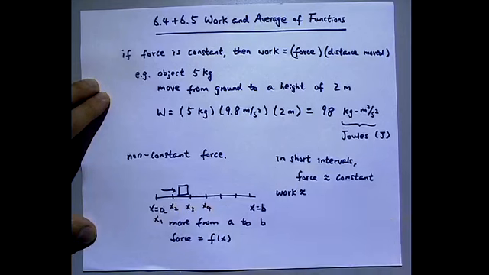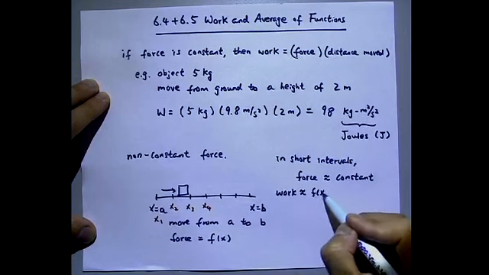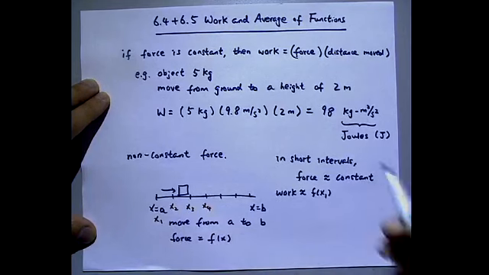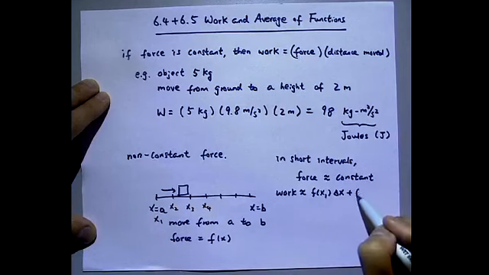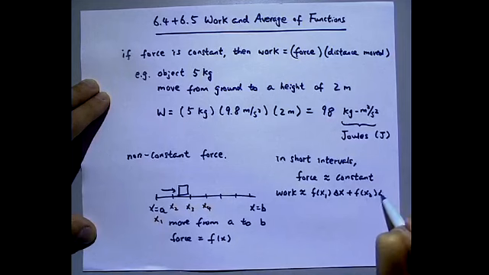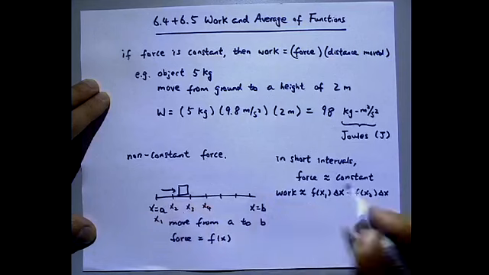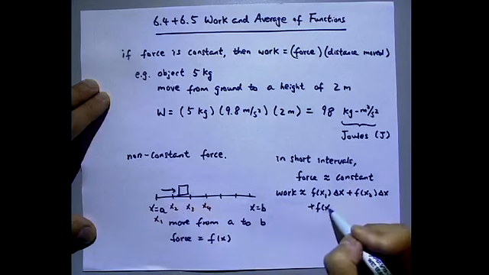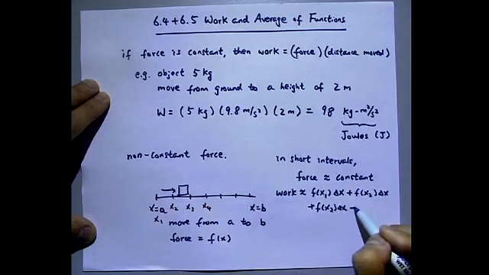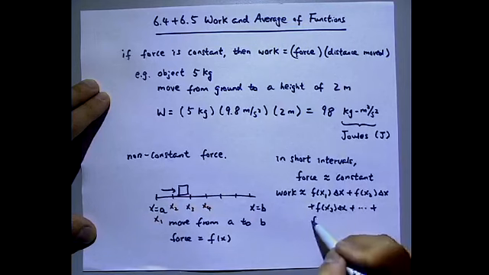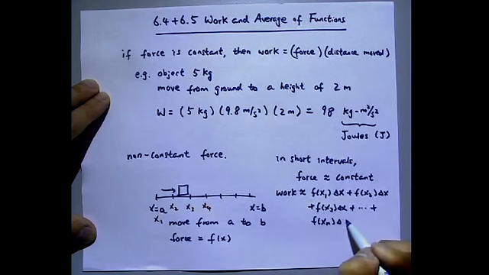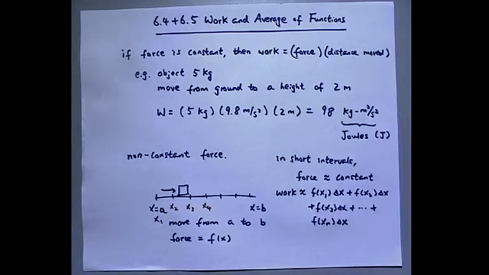So work is going to be roughly equal to the force evaluated at x1 times delta x plus force evaluated at x2 times delta x. So this is the first work segment. Second work segment, then the third work segment, and all the way until the end. Right? So that's going to give me some kind of approximation of the work that's required.